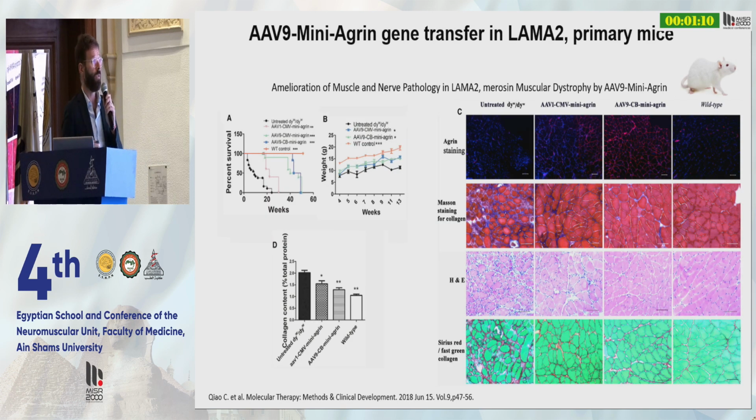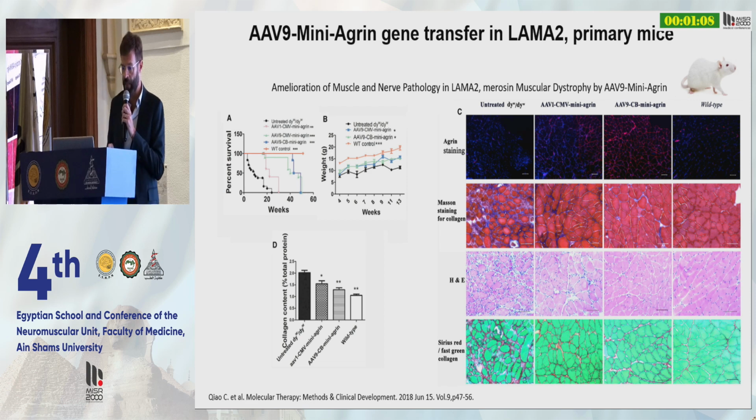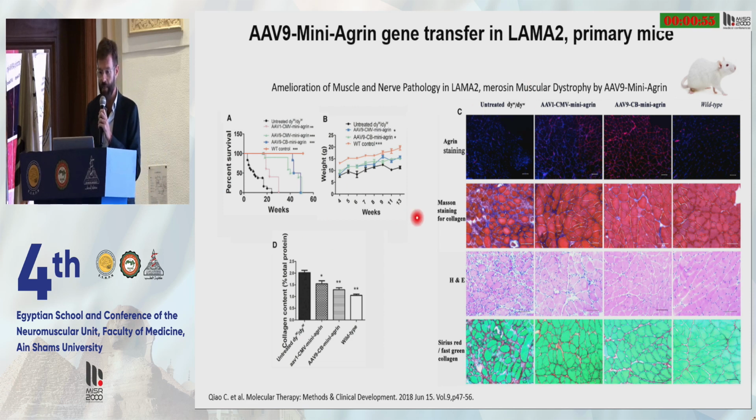Just 2 examples. In this last minute, there is a promising approach developed in mice that consists of delivering through an AAV mini-agrin in merosin deficient mice. And you can see here that the histology in the mice compared to control is ameliorated a lot with this gene delivery, and also the functional performance of the mice.